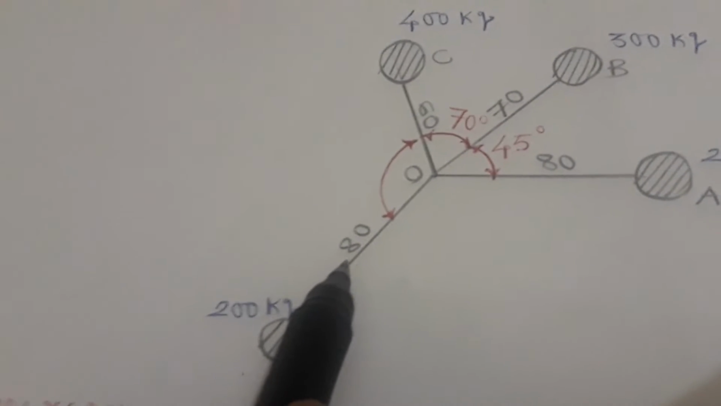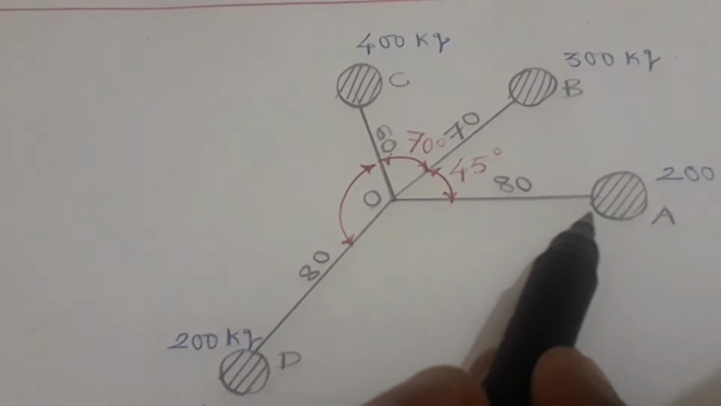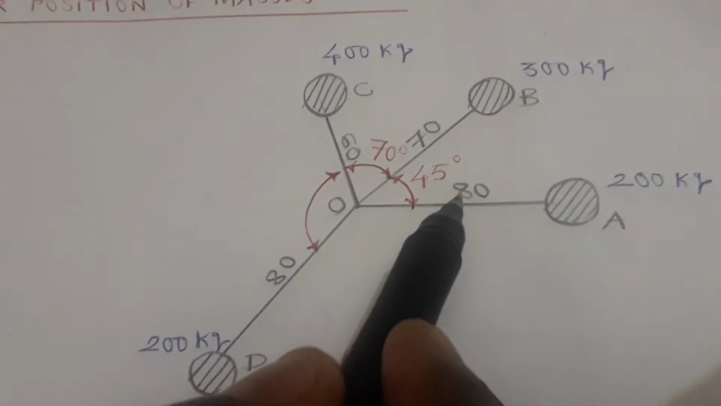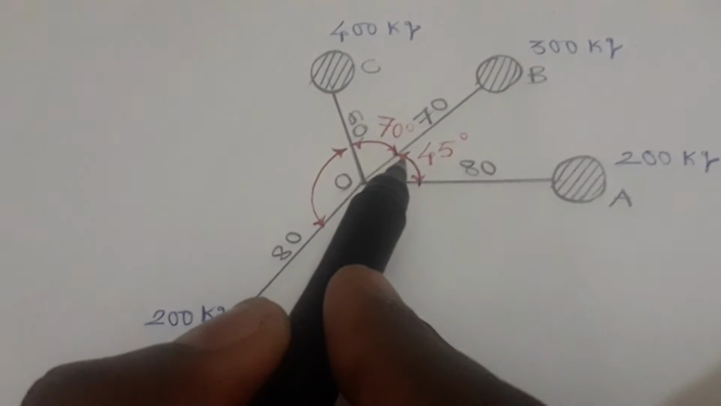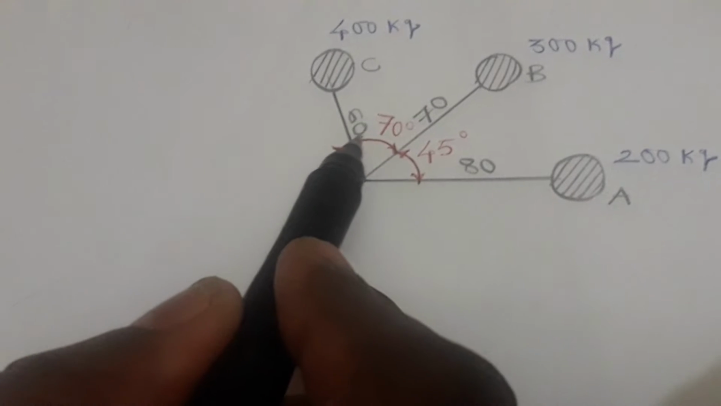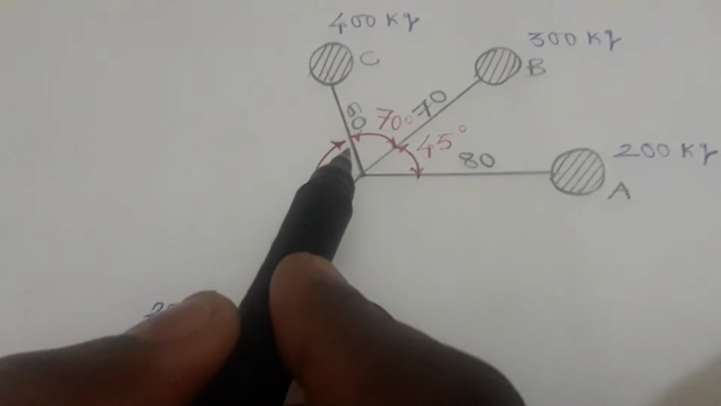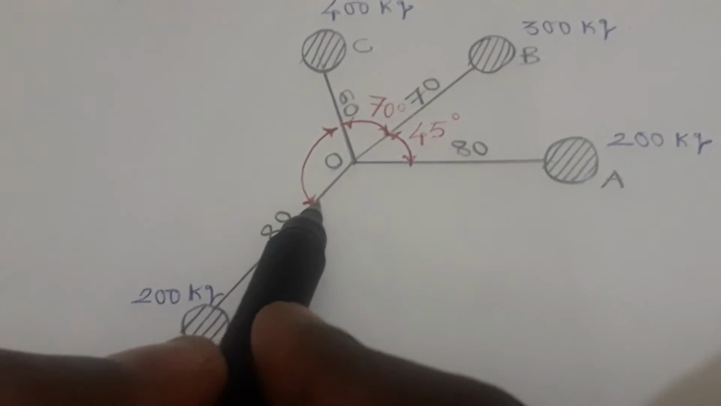Okay. The angular position: the angle from A to B is 45 degree, from B to C it is 70 degree, and from C to D it is 120 degree.